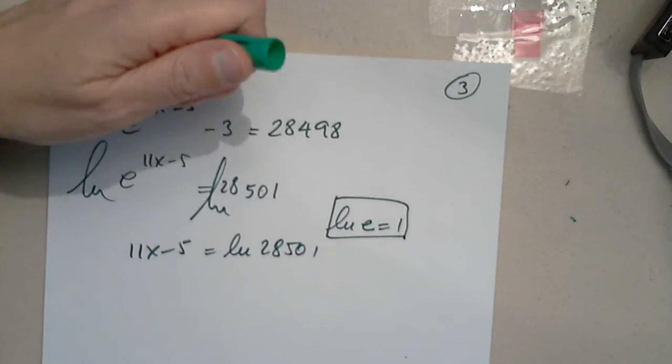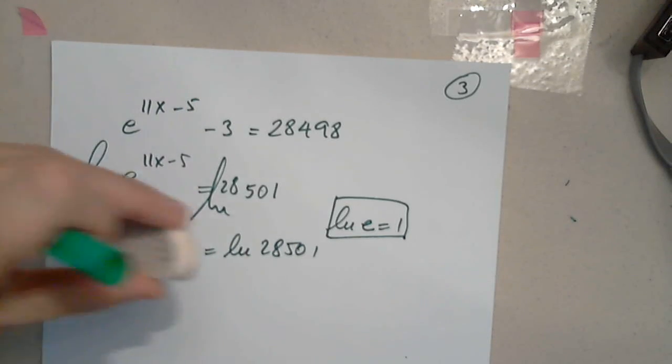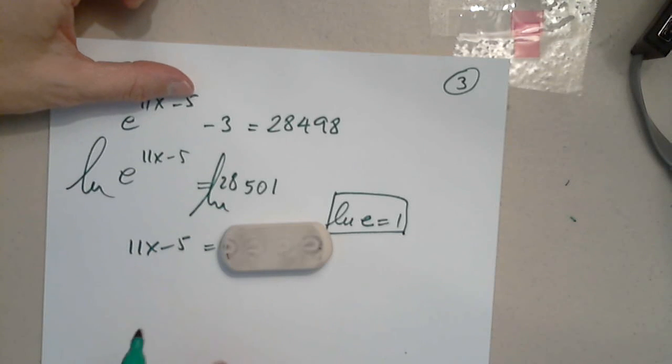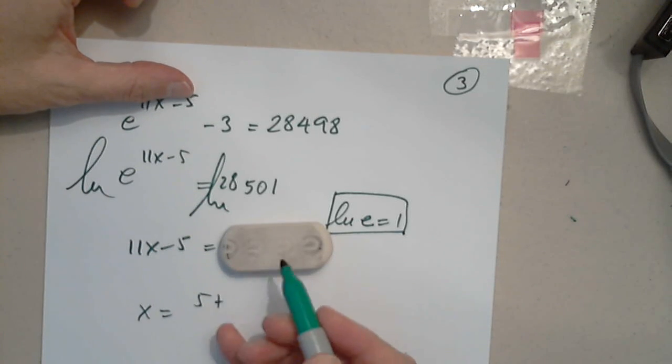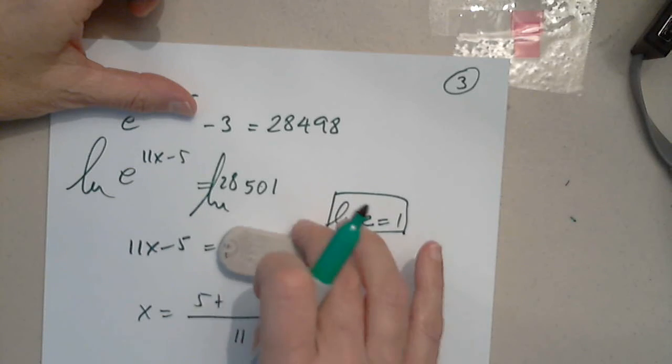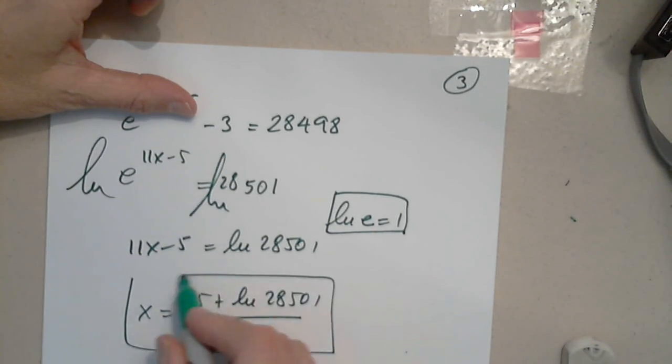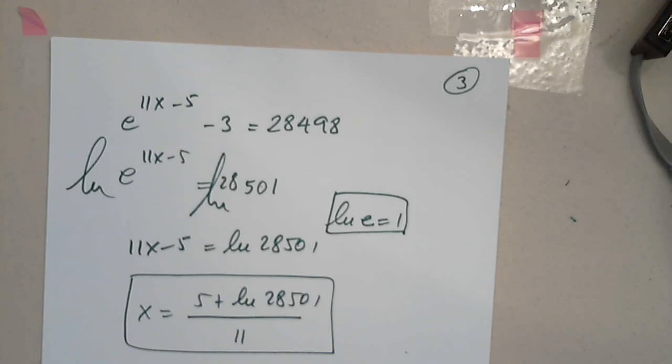Now this is linear. Don't get bothered by that. This is just a number. I have to add 5 and divide by 11. So x equals 5 plus whatever that number is, over 11. Natural log 28,501. And this is the exact solution. If you want to check, you will have to approximate it, although you could check without approximating it.